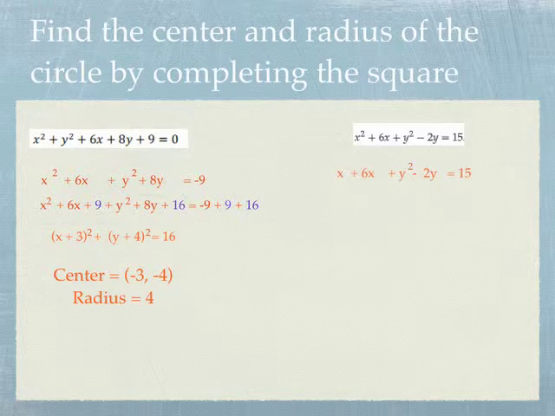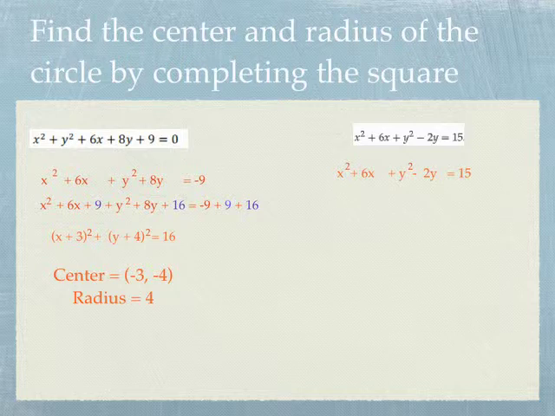So if I look at the x's, I'm going to look at 6. Half of 6 is 3. 3 squared is 9, so I'm going to be adding 9. And then if I look at the y's, half of negative 2 is negative 1. Negative 1 squared is 1, so I'm going to be adding 1 on the y side.